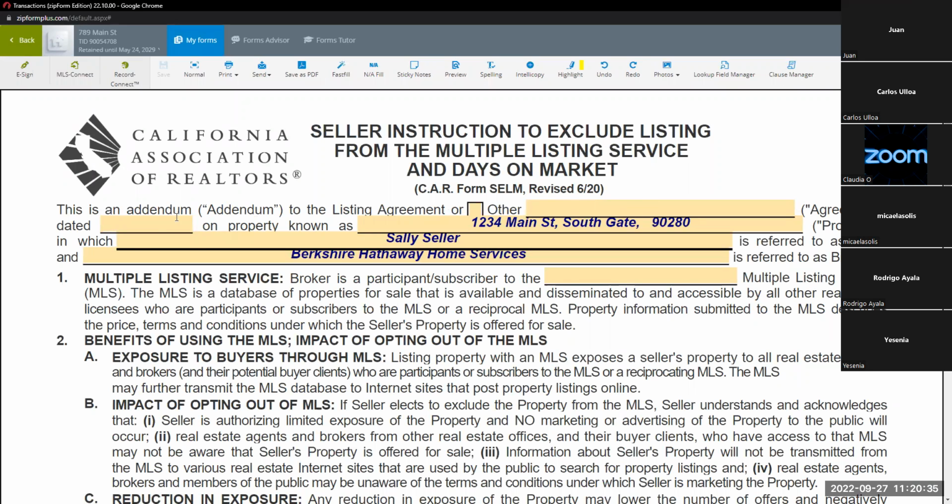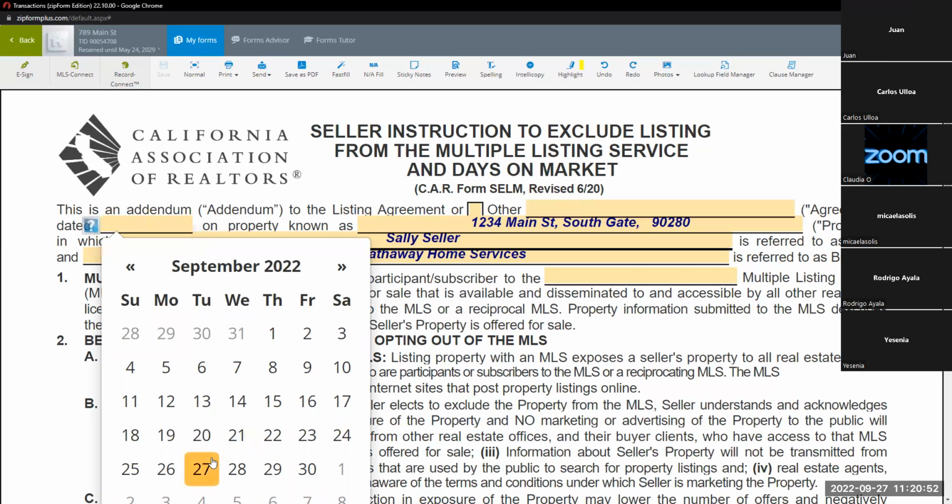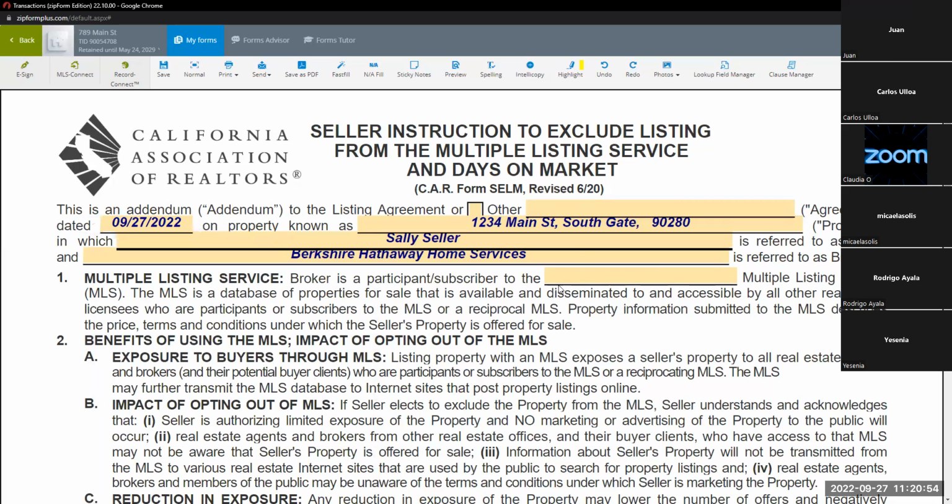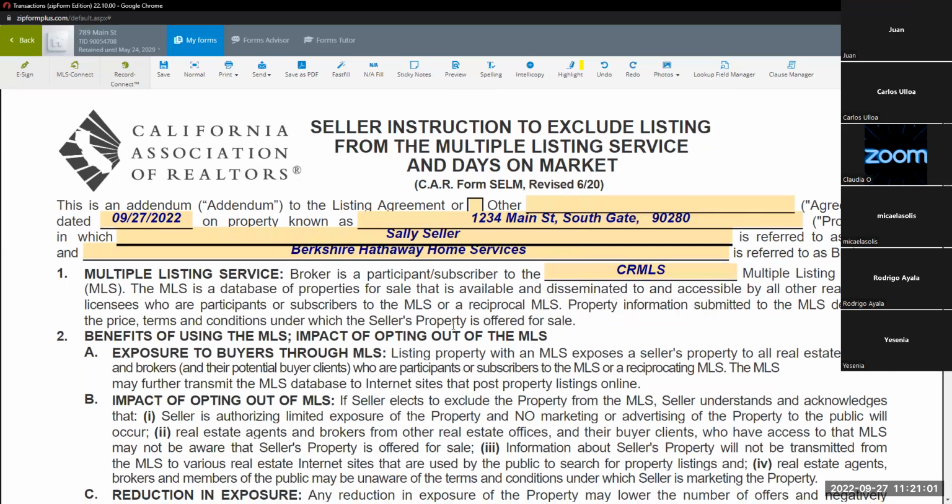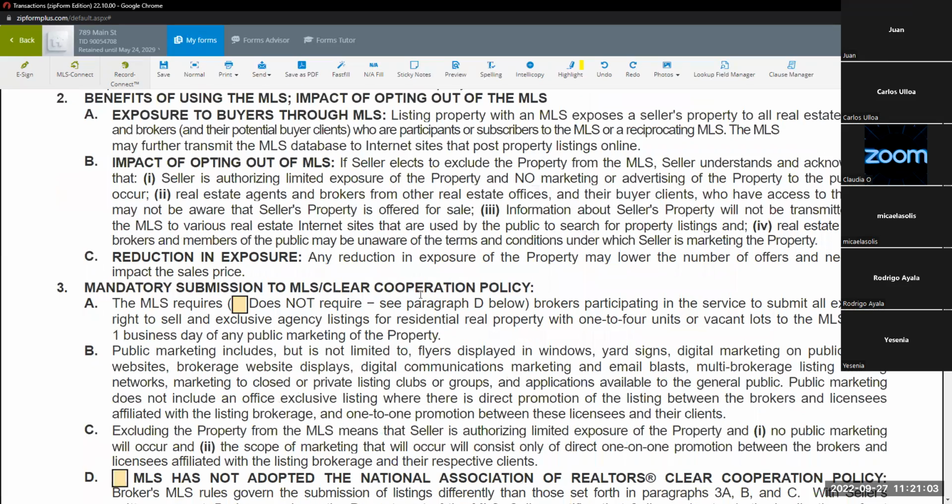Now when it comes to this addendum to the listing agreement, it says dated. When was the listing contract dated? Well, when was it prepared? It was prepared today. So this date is the date prepared on the listing contract, so today's date. And again, who do we belong to? CRMLS, right there. Now we scroll to the bottom.